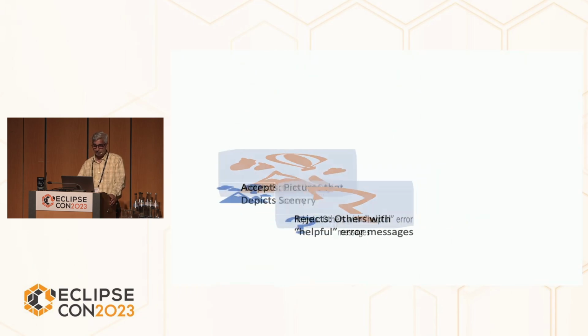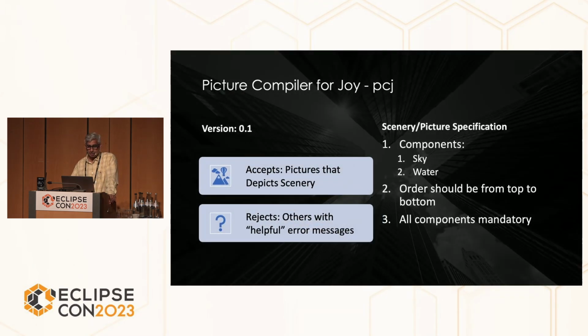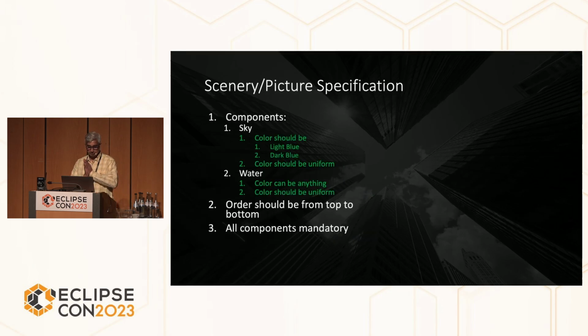Now, let's start with the specification, described in English. Version 0.1 says, what is a scenery, what is a picture? It has components: sky and water. The order should be from top to bottom, sky at the top and water down, and all components are mandatory.